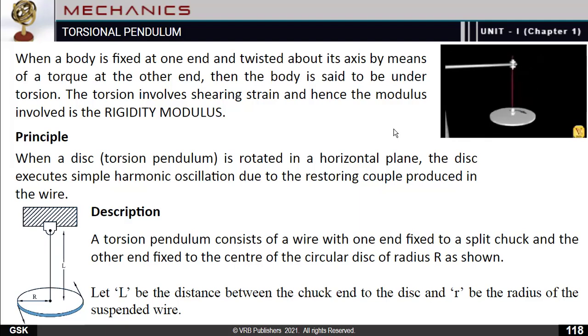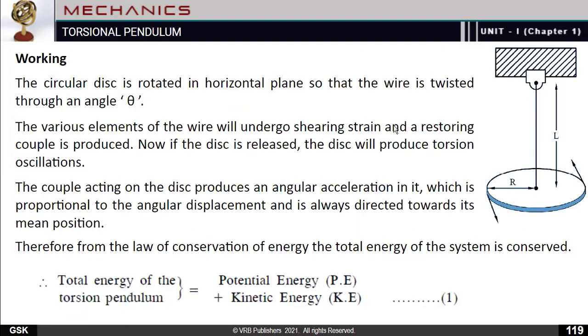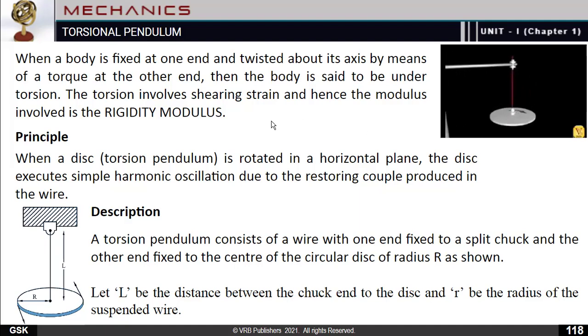So here we are going to connect about the rigidity modulus of a torsional pendulum. So what do you mean by rigidity modulus? The torsion involves a shearing strain and hence the modulus involved is the rigidity modulus. Here the complete weight of the metallic disc is borne by the steel wire. So whenever we produce a twist, every stress and strain will appear on the wire only. The wire will go under the modulus. So this modulus is called a rigidity modulus.